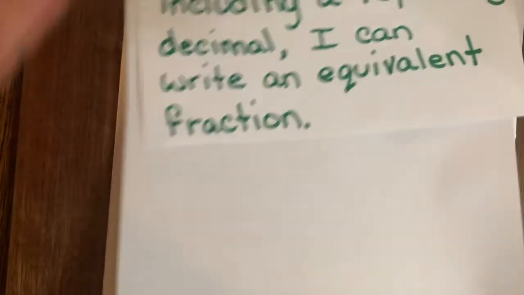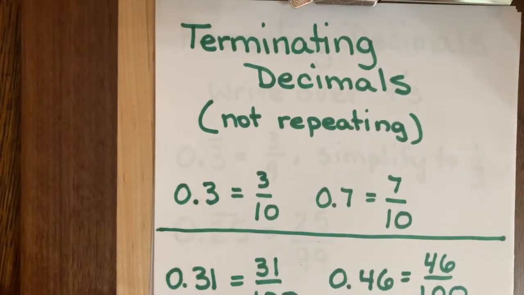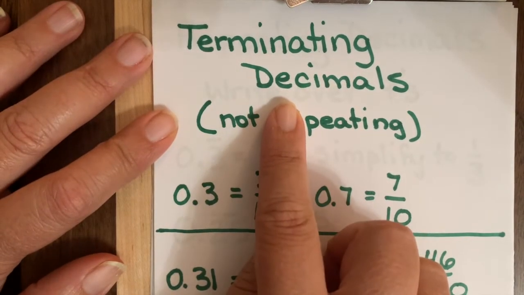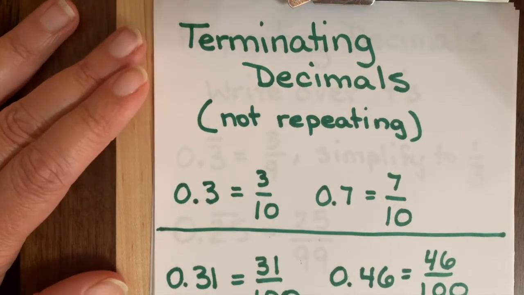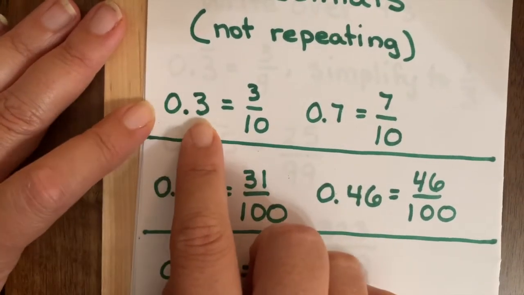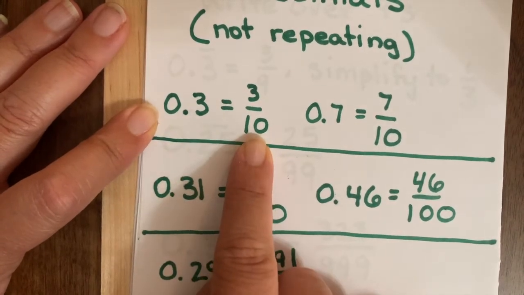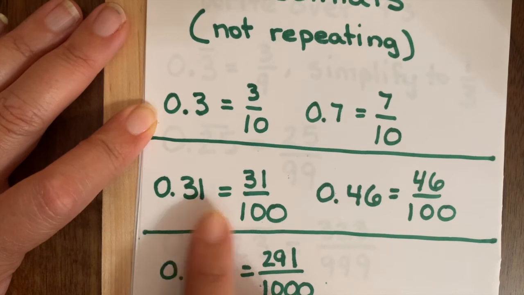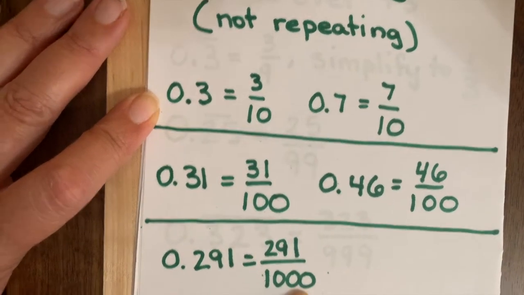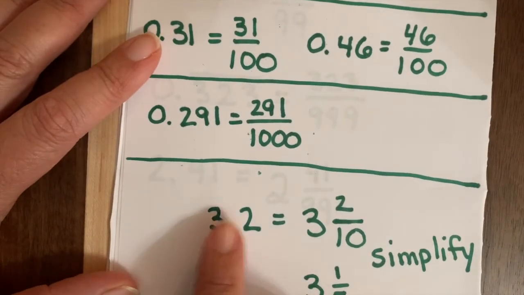So, for example, and you should write these in your notes as well, for terminating decimals or decimals that just end, and this should be review. We'll write it in our notes though, just in case you don't remember. If you have one number after the decimal, you write it over 10. If you have two numbers, you write it over 100. And three numbers, you write it over 1,000. And just a quick reminder to always simplify.